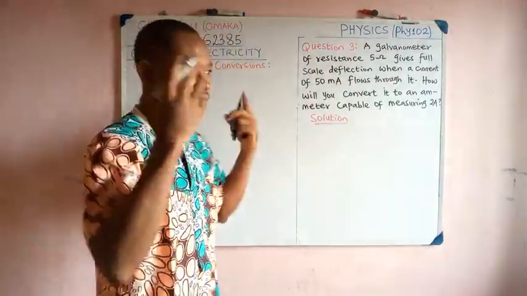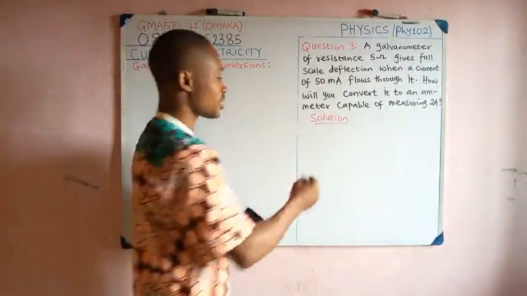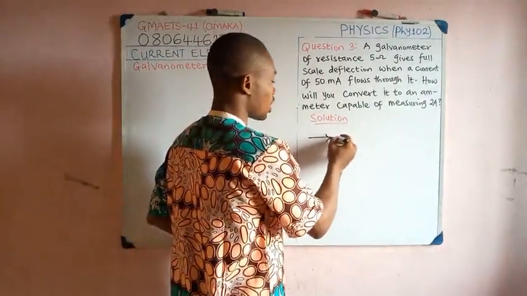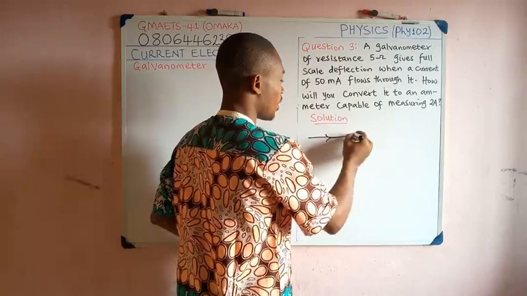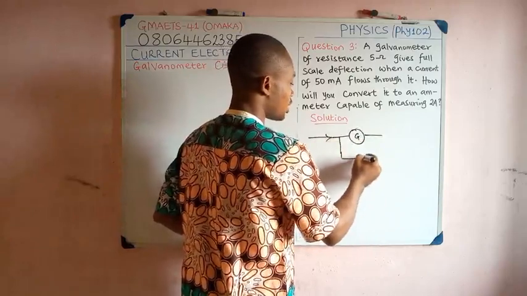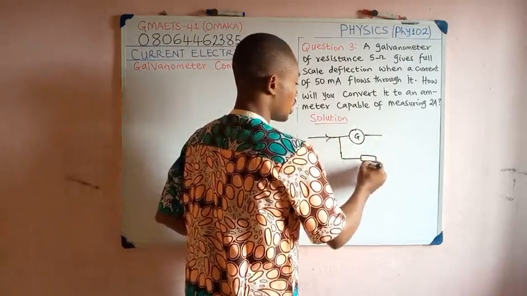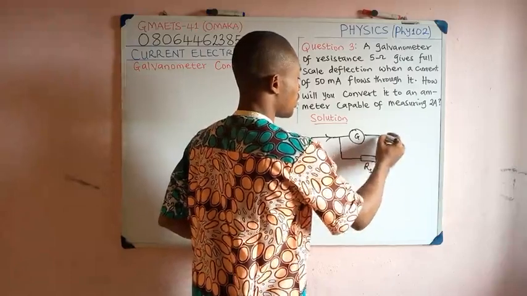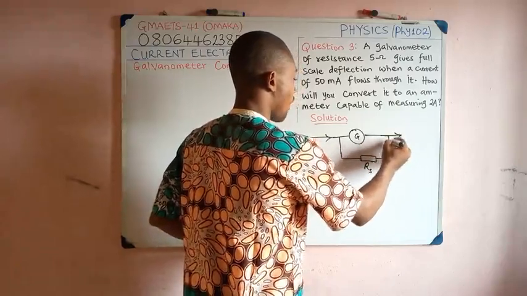Already we have a sketch from a previous video, so we can just do something quickly. This is the total current passing through it, and let's say that this is our galvanometer, and then at this point we have to connect a shunt. You have to connect a shunt, so R shunt in parallel to the galvanometer. Is that okay?